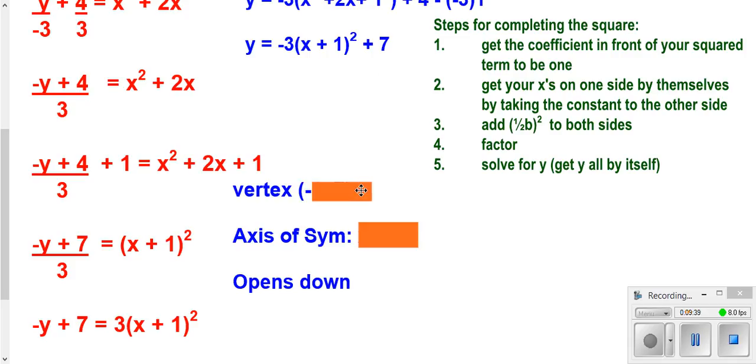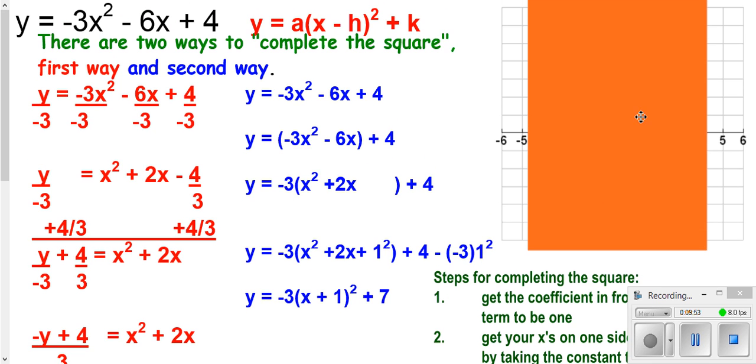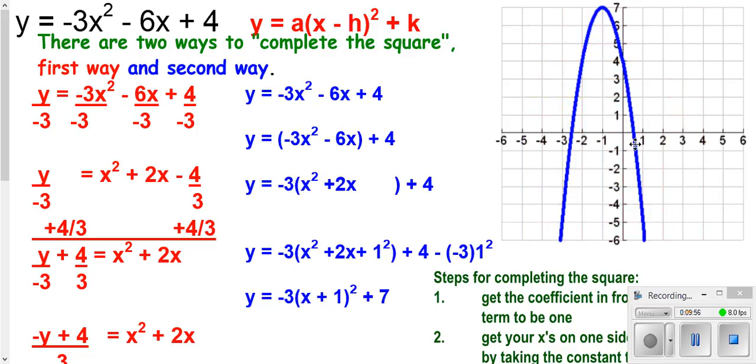Your vertex, opposite of what's in the parentheses, same as what's on the outside. We're opening down because we have a negative in front. Our axis of symmetry would be x equals our x coordinate. So we can graph our point. 1 to the left, 7 up. Now, normally we go over 1, up 1, but we got to remember to multiply what we have in front by that pattern. So we're going to go over 1, and then we got to go 1 times that -3, which is -3, so we got to go down 3.